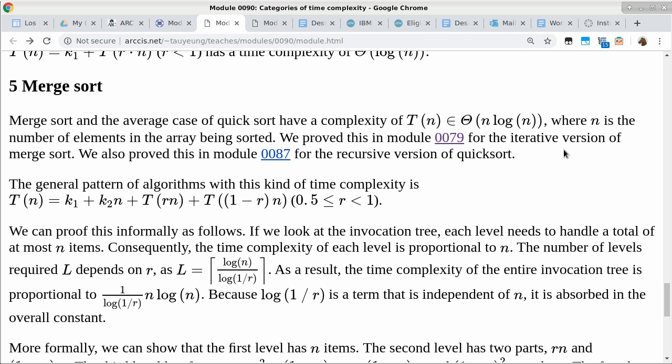What that means, if you guys remember, there are a few symbols that are really important. There's big O, and what does big O represent?